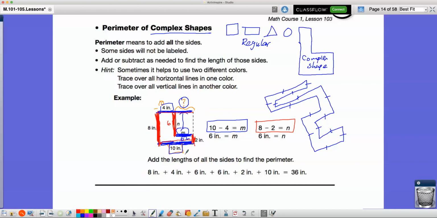And now we can do the perimeter by adding up all the sides. We had this side right here, 1, 2, 3, 4, 5, 6 sides. So we should have 1, 2, 3, 4, 5, 6 sides that we're adding up to get the total perimeter of that complex shape.